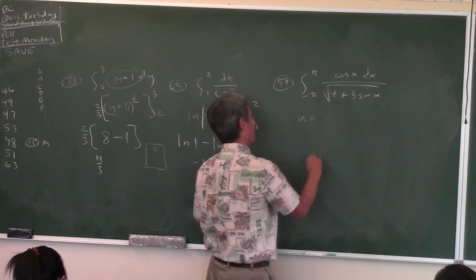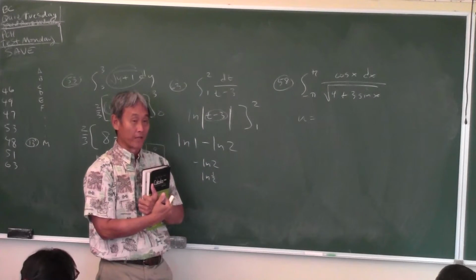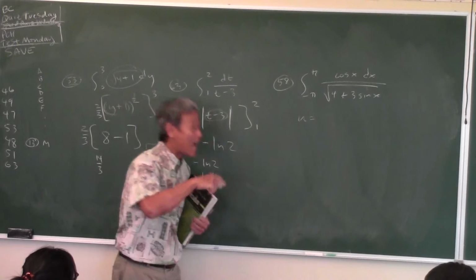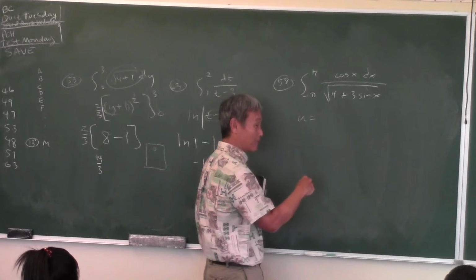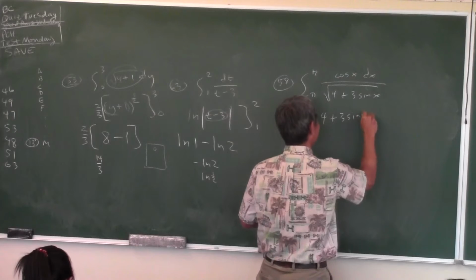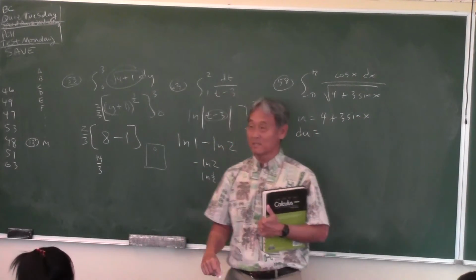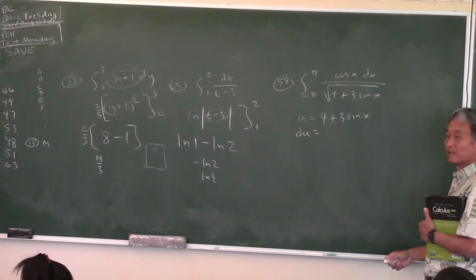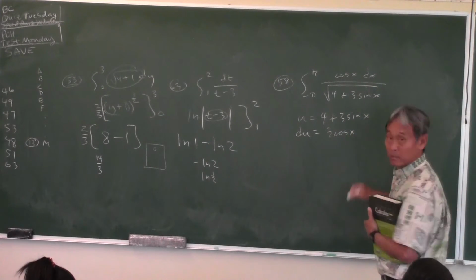Okay, what should I let u equal to? Joy, raise your hand. 4 plus 3 sine. Exactly. You guys have this intuition now, since you're doing dozens of problems. And du is 3 cosine x dx.